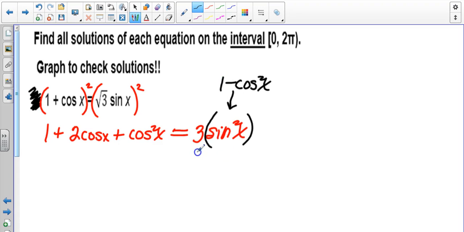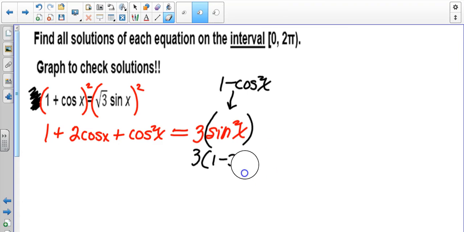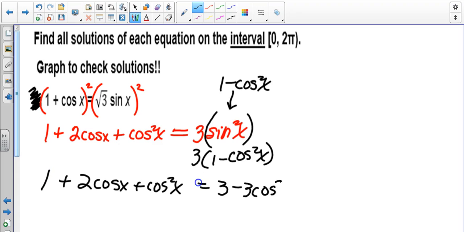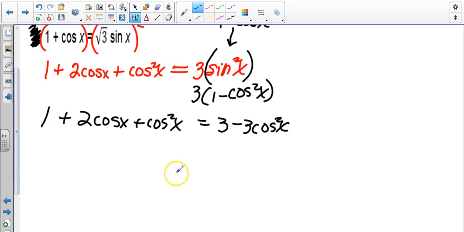Okay, so this side will become 3 times 1 minus, whoops, I don't know which part I'm distributing. All right. Can you do some algebra? Add some like terms. Still going to have squared, so therefore you want to get it equal to 0 so you can factor.